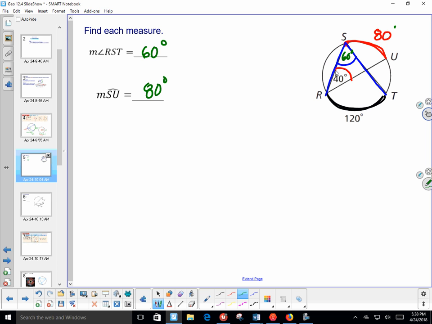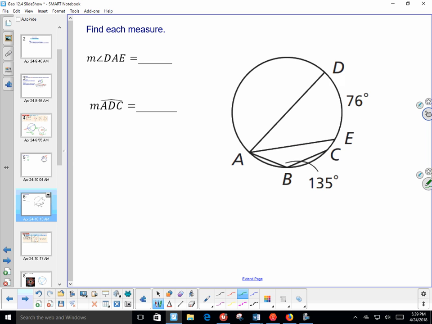All right, let's take a look at our next example. Again, feel free to pause this as needed. Let's try this one. We're going to find each measure. We're going to find the measure of angle DAE first. I see that angle DAE is an inscribed angle, and this arc here subtends that angle, and that's 76. Then this angle is going to have to be half of that. So half of 76 is 38 degrees. That should be the measure of angle DAE.